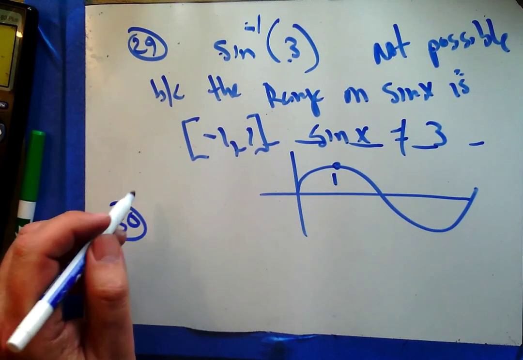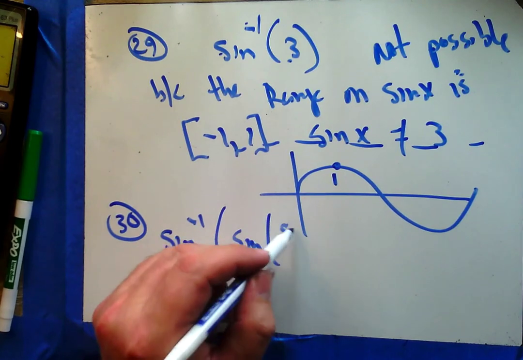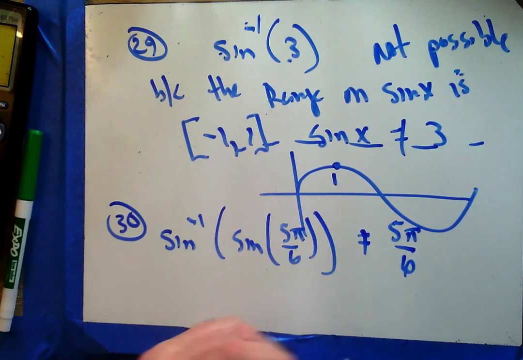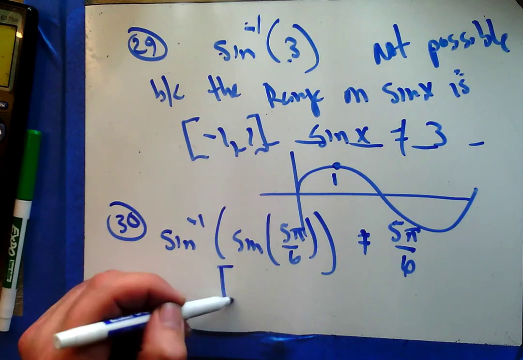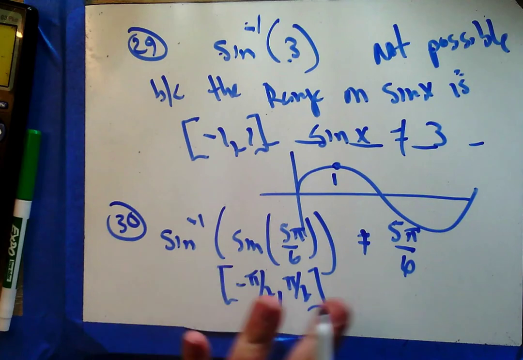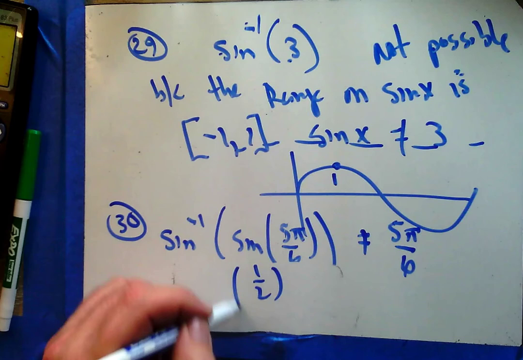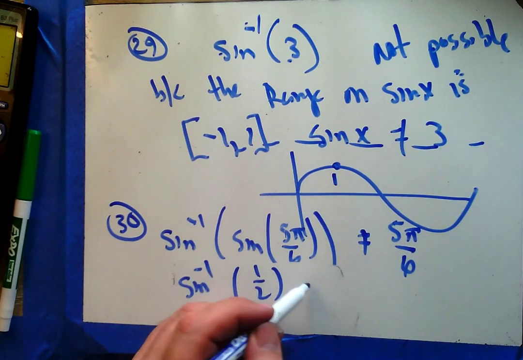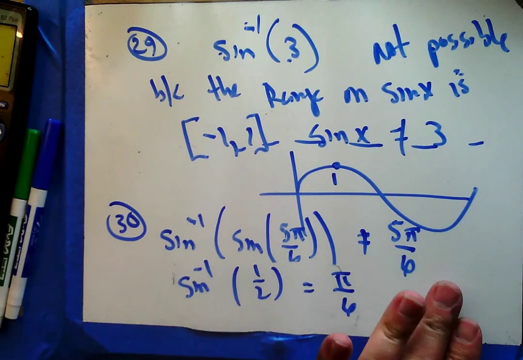Okay, problem 30. Explain why sine inverse of sine of 5 pi over 6 does not equal 5 pi over 6. And the answer is that the given angle is not within our restriction of negative pi over 2 to pi over 2. So I'm going to have to go through this the long way to figure out, all right, the sine of 5 pi over 6 is 1/2. What angle within the restriction has a y value of 1/2? And that's pi over 6. So my answer here is pi over 6, not 5 pi over 6.